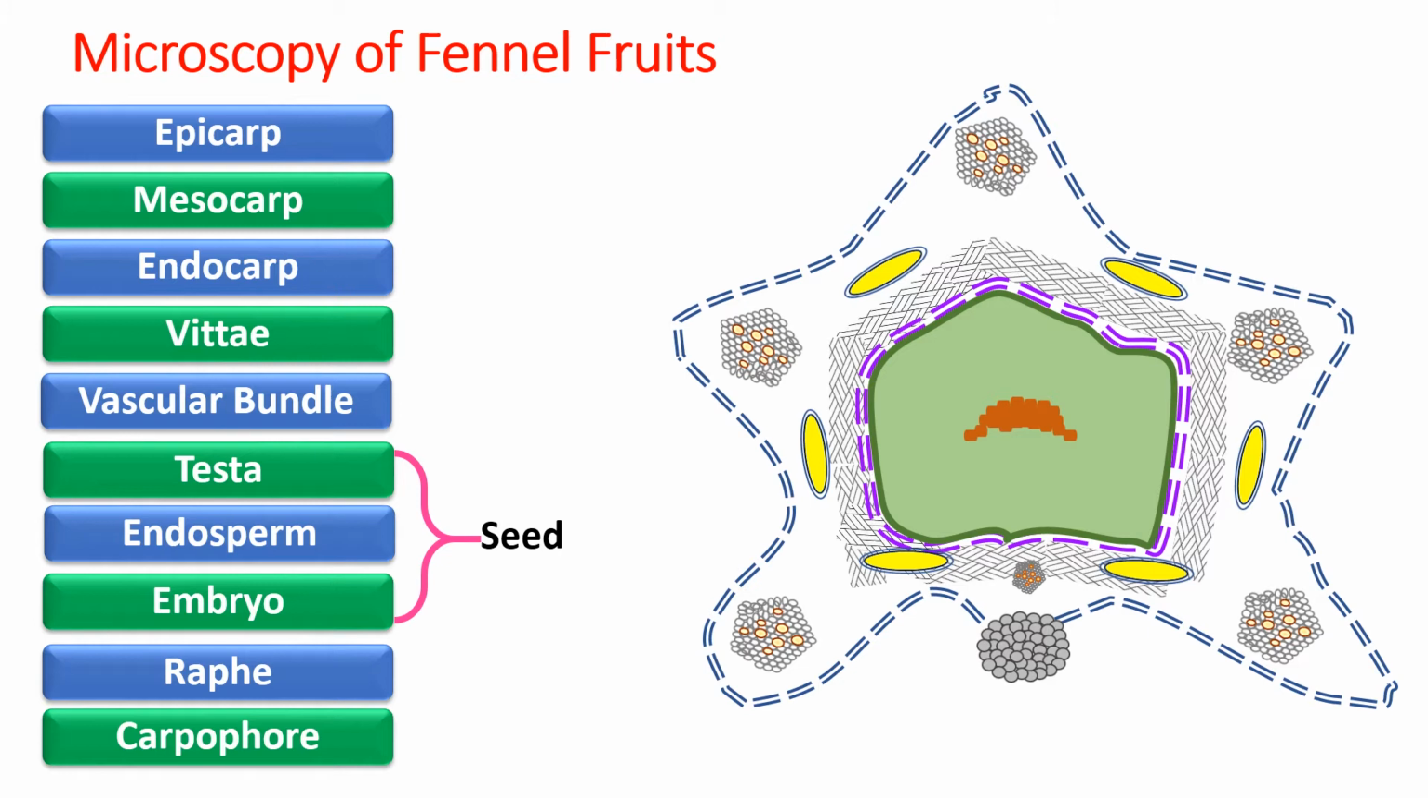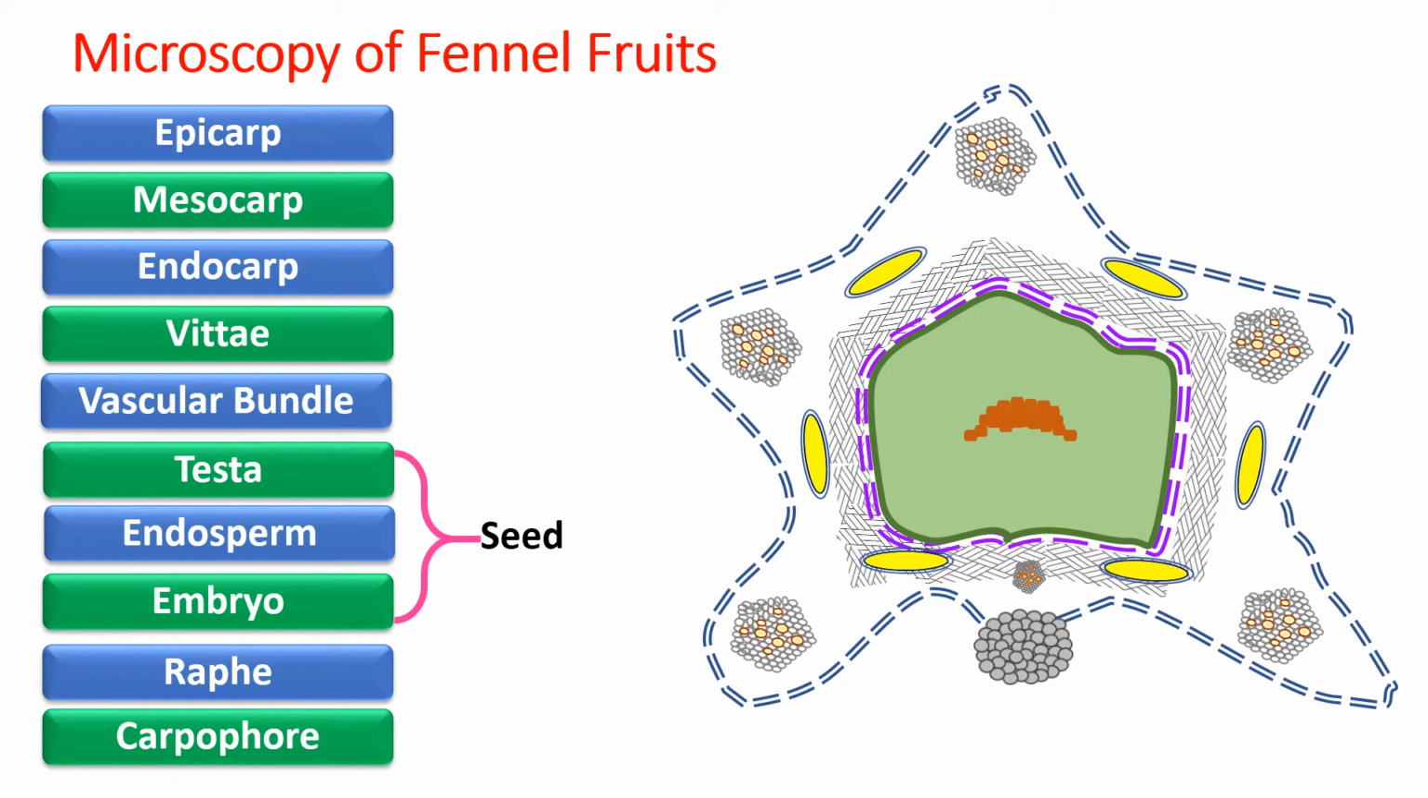Besides the epicarp or the fleshy region as well as the seed, it also has the presence of raphe. Now, raphe is the central vascular bundle. The vascular bundle which is located at the center of the cremocarp is called raphe.